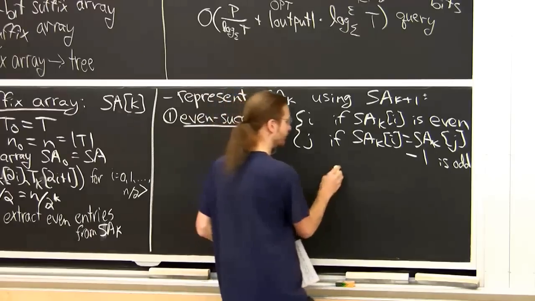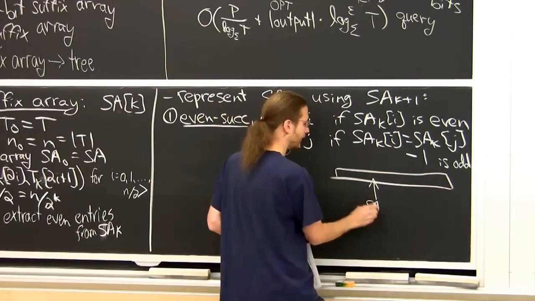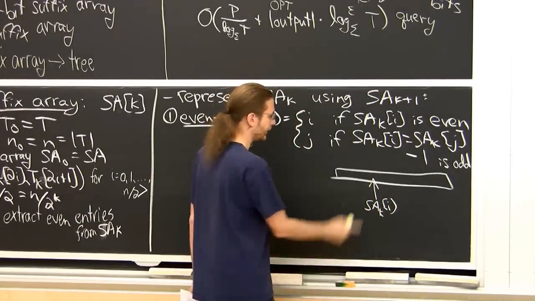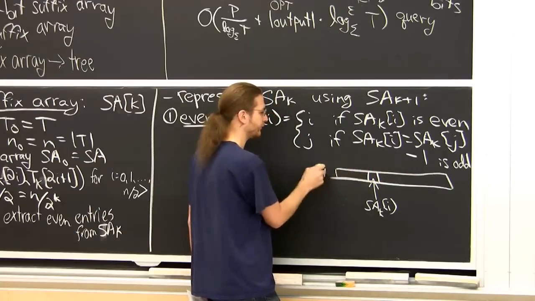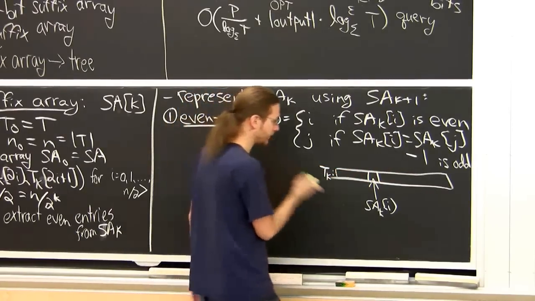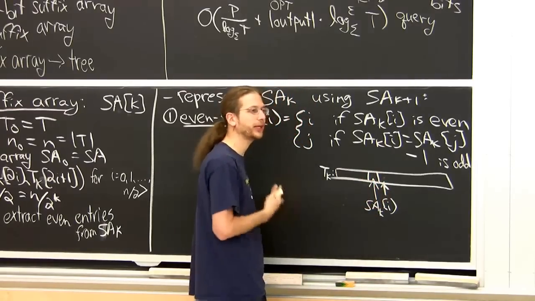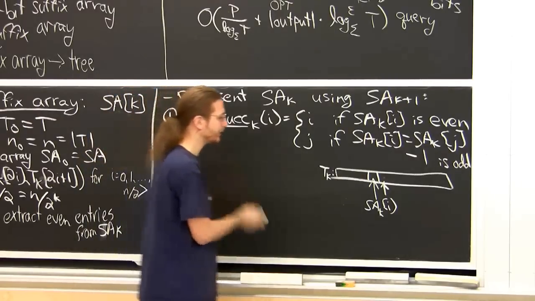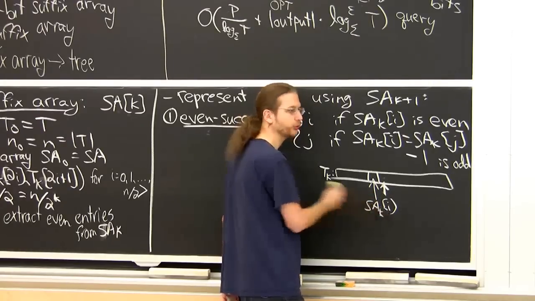So let me draw a little picture. Here is SA of i. If this happens to be odd, this position in the text, this is TK, then I want to go here, because that's an even position. It's a suffix right next to the suffix I care about. It is what we call the even successor suffix. But I don't want to know the index of that. The index of that would just be SAK of i plus 1.